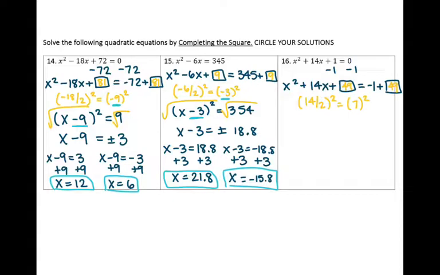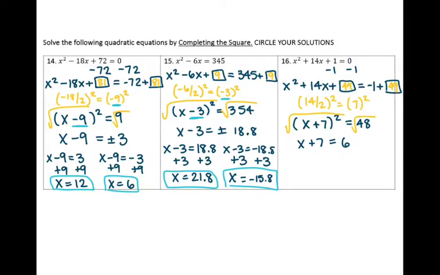All right, and we factor. Two numbers that multiply to 49 and add to 14 are 7 and 7, so (x + 7) squared equals negative 1 plus 49, which is 48. And we square root. I don't know what the square root of 48 is off the top of my head. It is not a perfect square, so I'm going to use my handy dandy TI-84 to figure out what that is, and it is 6.9.